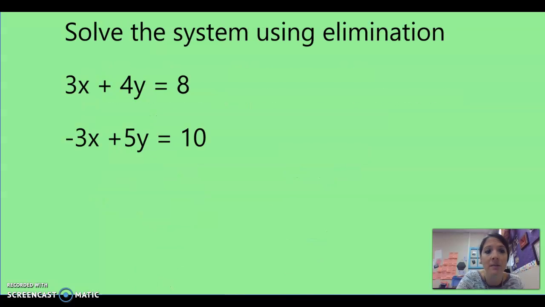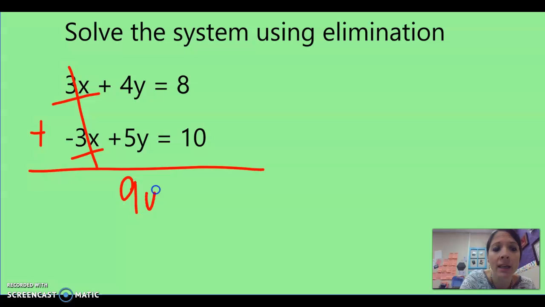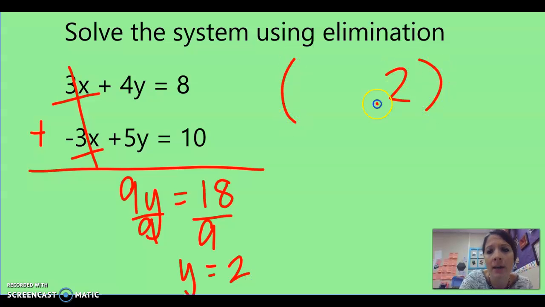Okay, here we go. Here's some examples. First, I need to figure out what I can eliminate. In this case, it's just the 3. One's positive and one's negative, so I can add them together. I'm just adding. 3 plus a negative 3, those cancel. Those go away. I've got a 4y and a 5y. Since they have the same variable, I can put them together and get a 9y. And then I've got an 8 plus 10, which gives me 18. I just solve, and I get y equals 2. Now remember, my answer is written as an ordered pair.